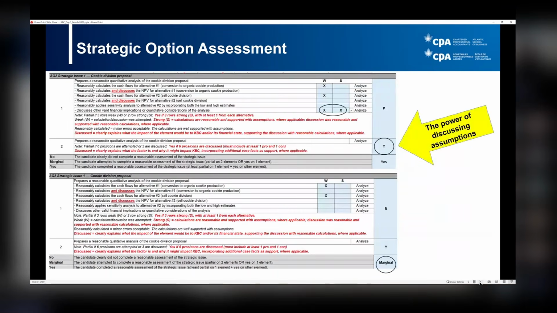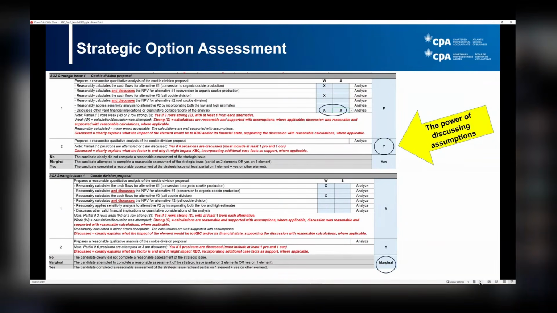I want to talk about the power of discussing assumptions. So say in this instance that, you know what, calculations were attempted, but there were some technical issues. So therefore they were awarded weak in those areas. But they did identify some assumptions. They talked about the impact. So that ended up resulting in them getting a partial. In the other example below, they did the same calculations, but they didn't discuss the assumptions, which meant that they ended up getting a no in their quantitative analysis.